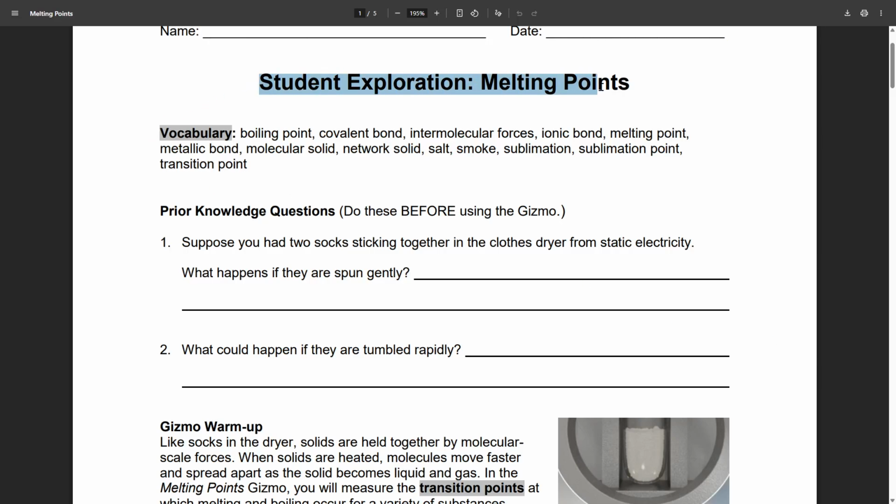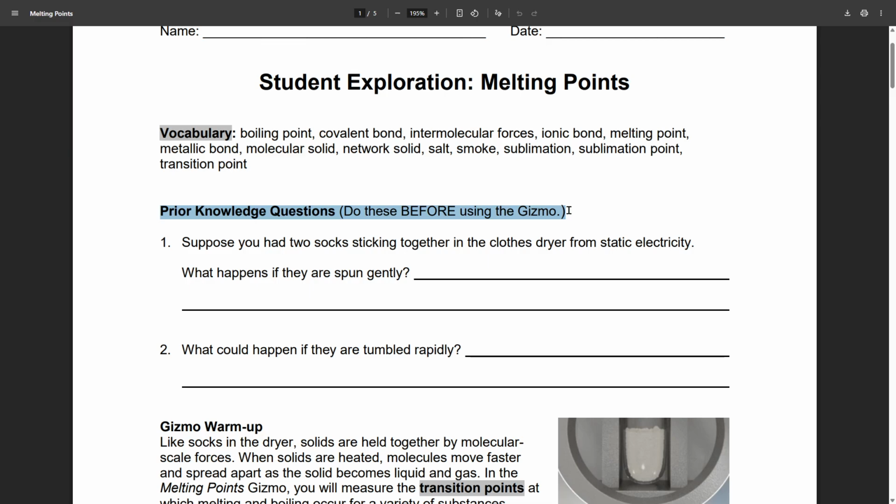Today we're going to do a gizmo about melting points. The vocabulary is melting point, covalent bond, intermolecular force, ionic bond, metallic bond, molecular solid, network solid, salt, sublimation point, and transition point. These are pretty hefty chemistry names, so we'll do our best to try to understand and use this vocabulary in today's lab.